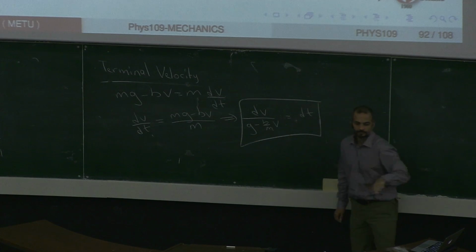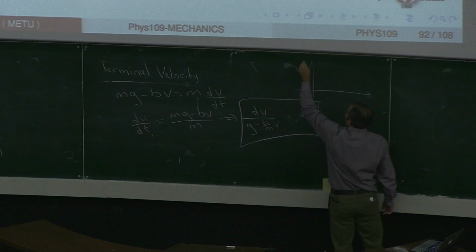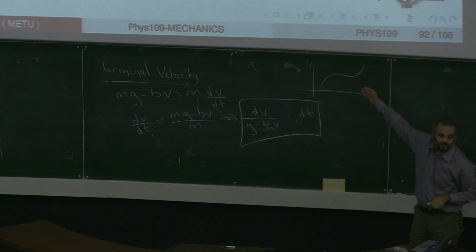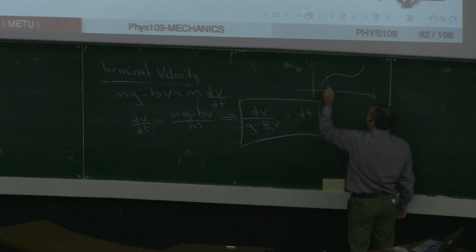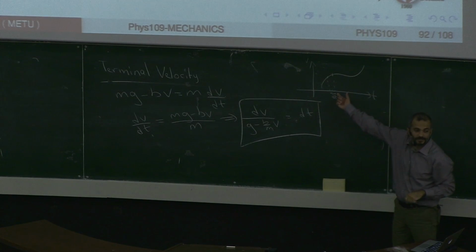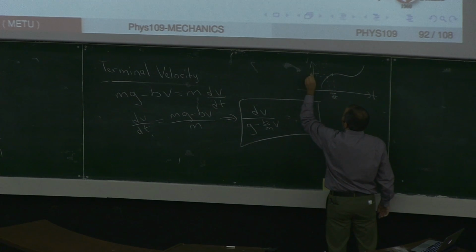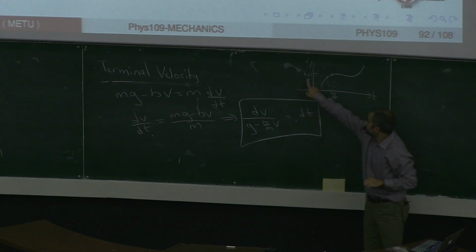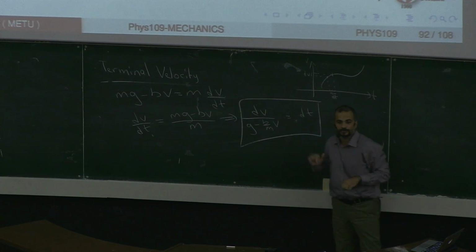Well, I have this curve. Let me draw a typical velocity as a function of time curve. I have this curve. I don't really know what the curve is yet, but I take these two successive times. The difference in time is dt, and corresponding to that time change, I have a change in the velocity called dv. And this dv and this dt are related by this one. The change in time is related to the change in velocity through this relation.